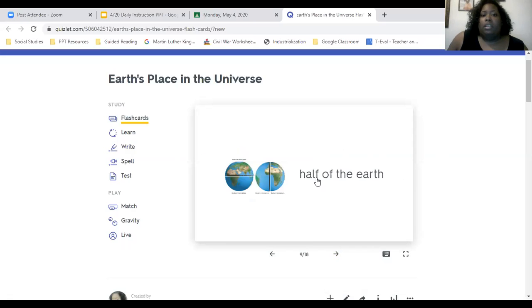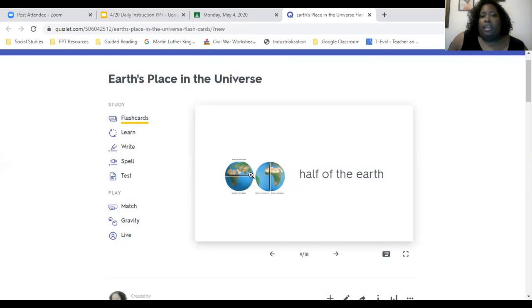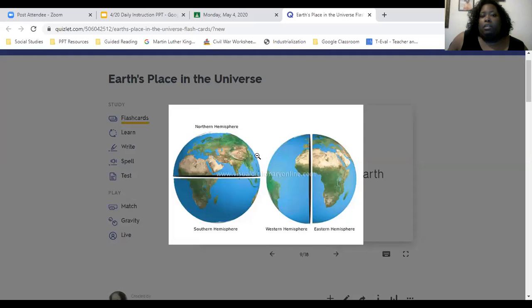Hemisphere. Hemisphere is half of something. In this case, it's half of the Earth. Earth is cut into a northern and southern hemisphere, and also a western and eastern hemisphere. And then when you put these together in one, like if you put this on one plane, so you have the northern and the southern, the eastern and the western, you'd have four quadrants.